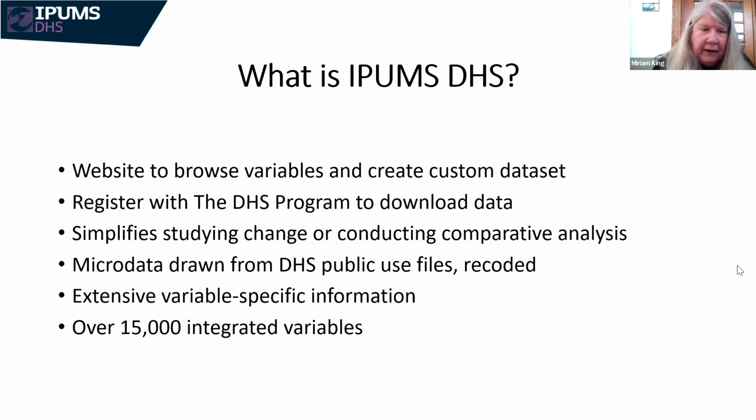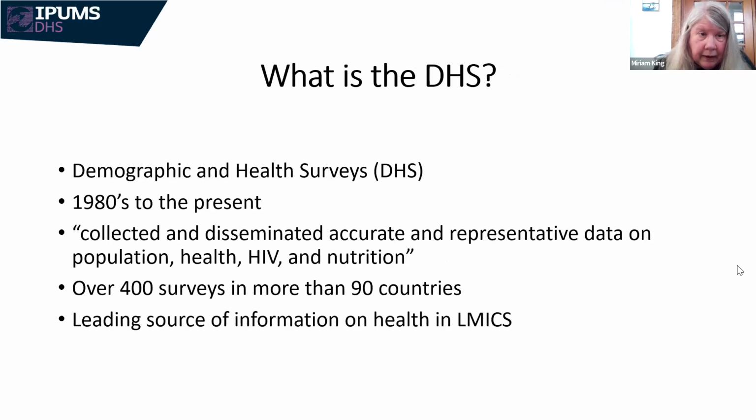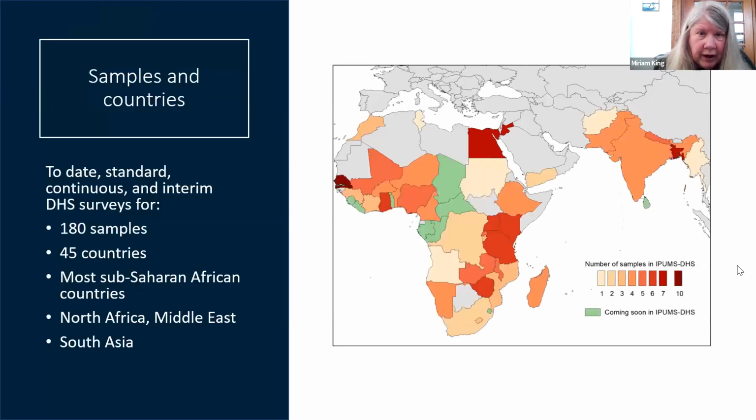We provide extensive variable-specific documentation, as I'll be showing you in the website tour, and we have over 1,500 integrated variables currently available through IPUMS DHS. So the scope of IPUMS DHS is currently 180 samples from 45 countries.